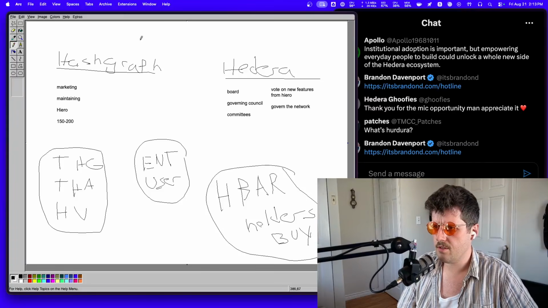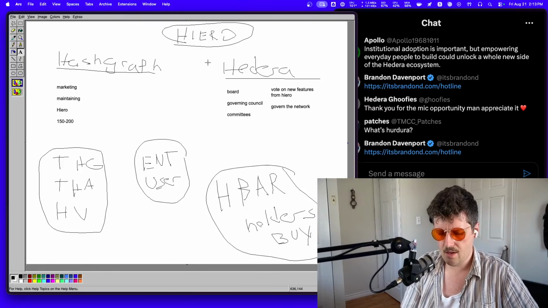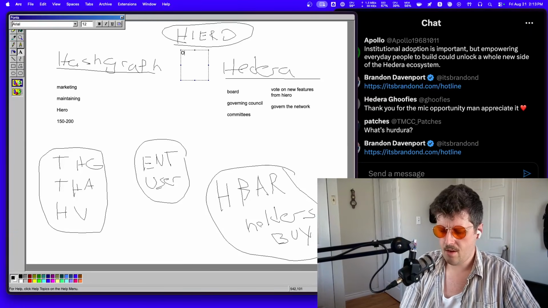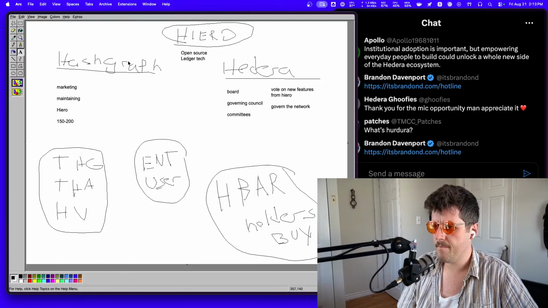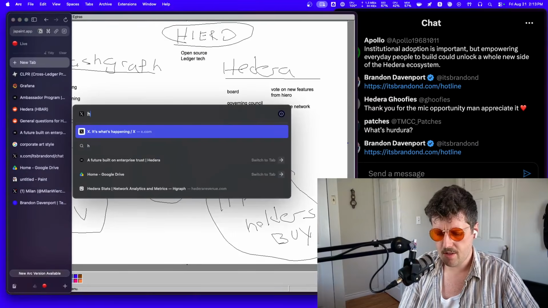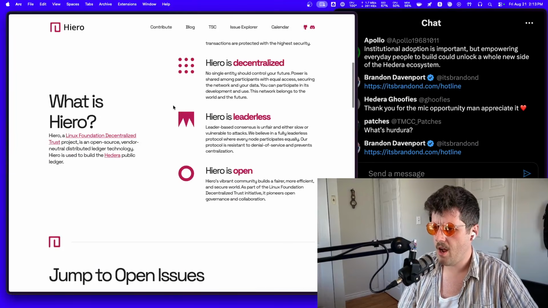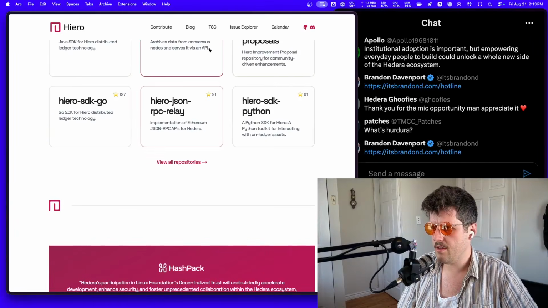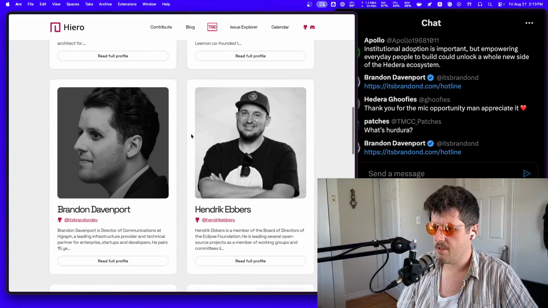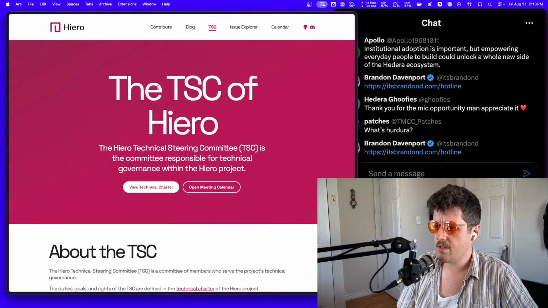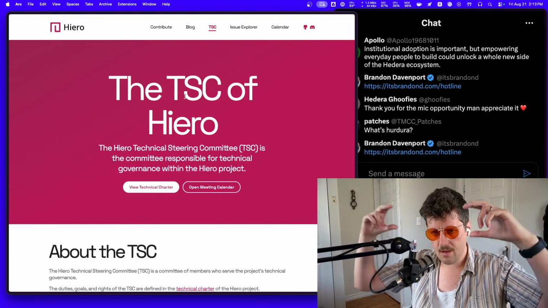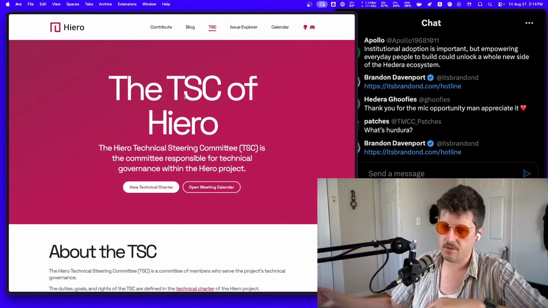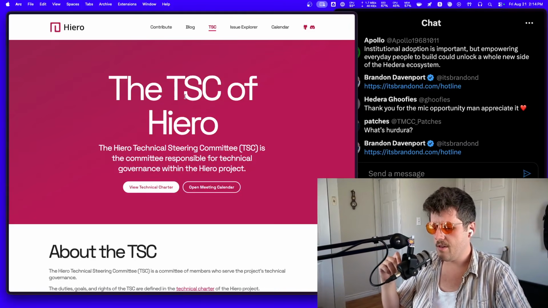And also we have Hyro, right? So Hyro is the open source ledger tech. For those unfamiliar with Hyro, this is actually pretty sick. I'm happy to be on the TSC with some of these fine folks. Basically, we've got the Hedera network built on the Hashgraph technology, not to be confused with the Hashgraph organization.